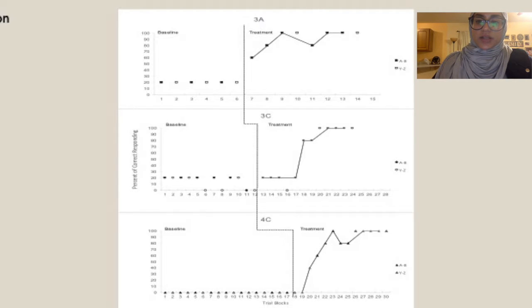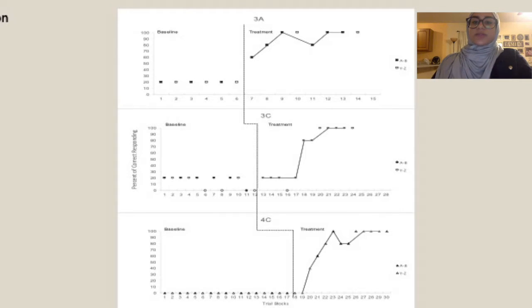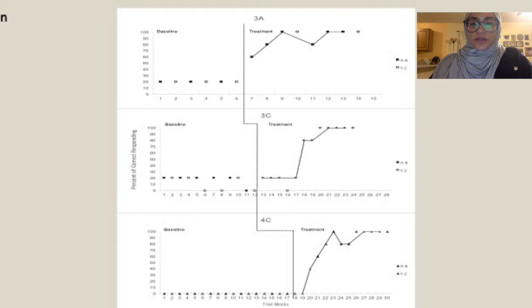After implementation of training, there was a gradual increase in correct responding, and stability was observed during the last 3 trial blocks with a score between 80 and 100% correct responding. He was also able to achieve mastery criterion within 8 trial blocks with a mean score of 90% correct responding on the transformation task.